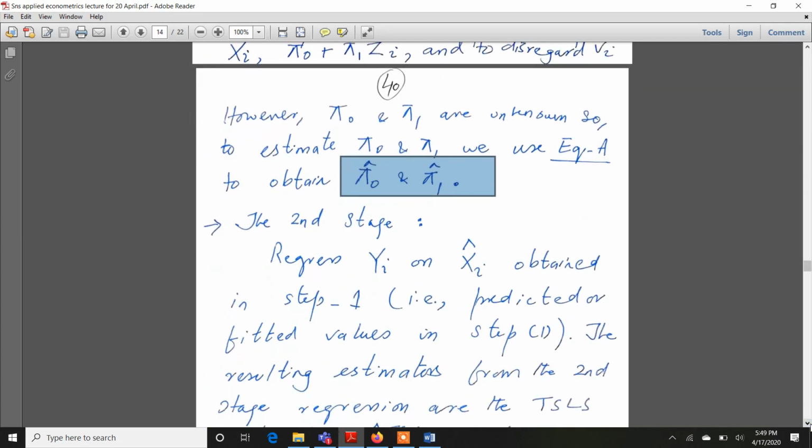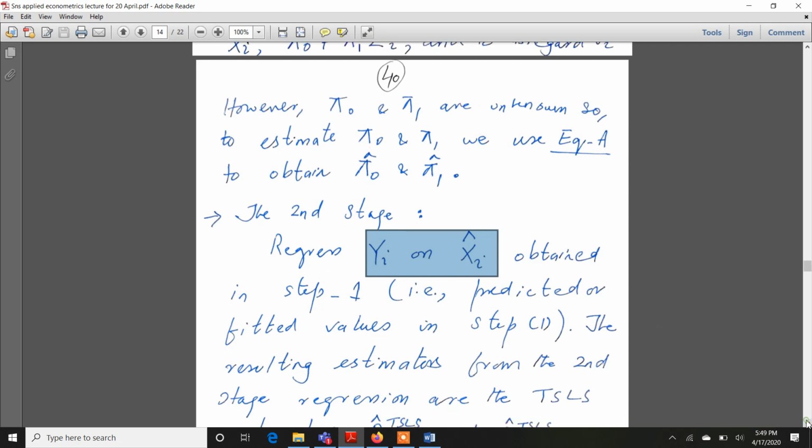Okay, then in the second stage, we regress the actual y on xi hat. So what is this xi hat? These are the predicted values from step 1. That is, whenever you run a regression in step 1, you save the predicted values, right? You save the predicted values from the first step in a separate column. So now you have a column of yi, that is your actual or initial dependent variable, and you have a column of predicted values of x from the first step. So now you regress yi on xi hat, right?